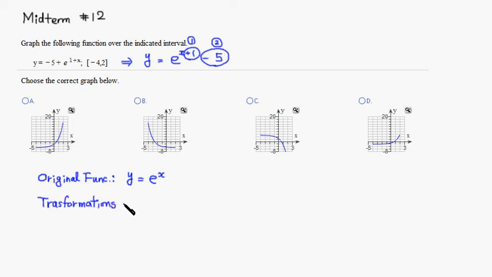So I'll list two of them. The first one here is a horizontal shift. So x plus 1: this plus 1 actually shifts the graph left by 1 unit. And the second transformation is an intuitive one: subtracting 5 shifts it down by 5 units. So let's try to sketch the graph.